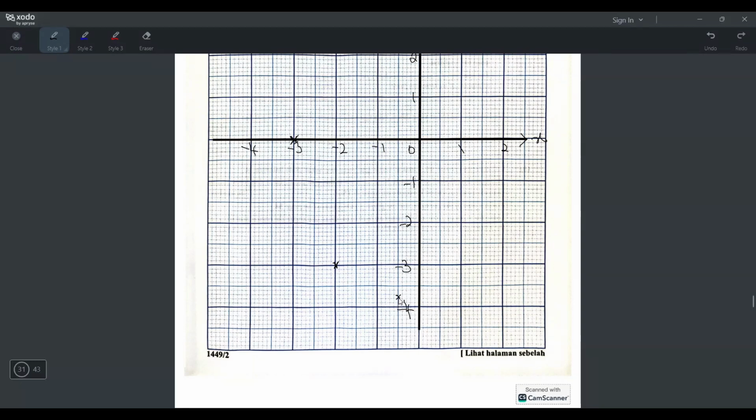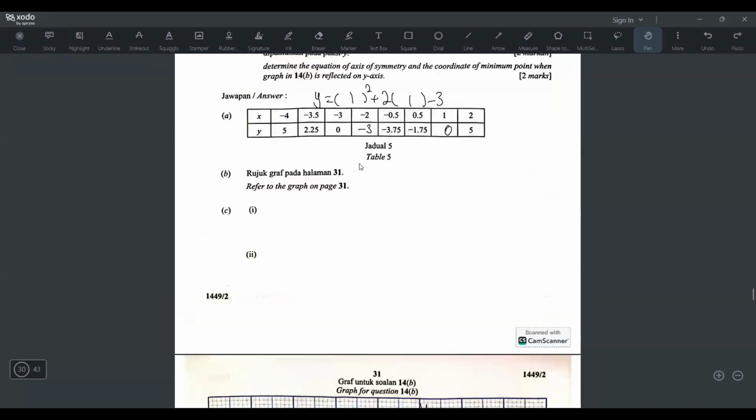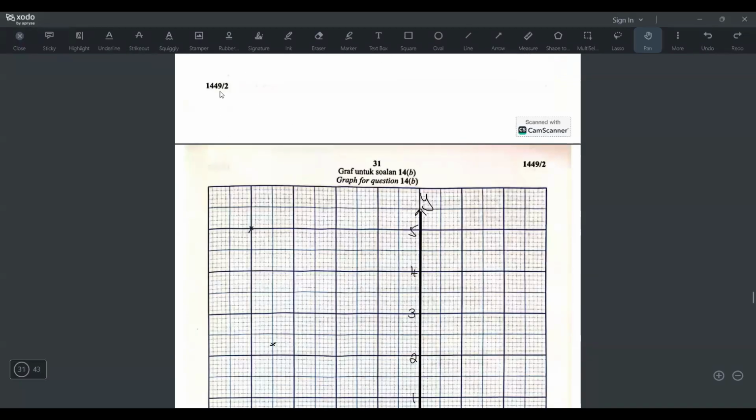Naik 2 kotak and then naik half. Okay. Or you can say naik 3 kotak and then turun half. Right? So yeah, 2.5, right? So it means between -3.7 and -3.8, in the middle. Okay, sudah siap. Next one is 0.5, -1.75.